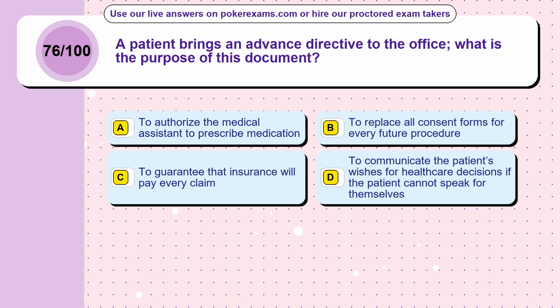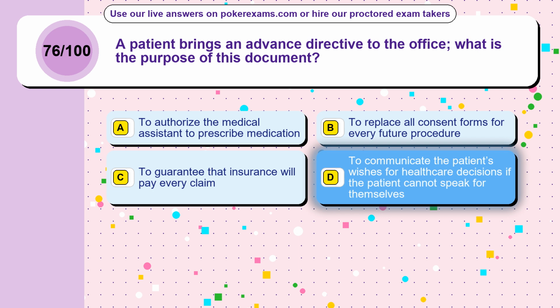Question 76. A patient brings an advance directive to the office. What is the purpose of this document? Option A. To authorize the medical assistant to prescribe medication. Option B. To replace all consent forms for every future procedure. Option C. To guarantee that insurance will pay every claim. Option D. To communicate the patient's wishes for healthcare decisions if the patient cannot speak for themselves.